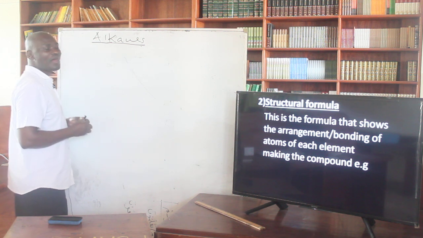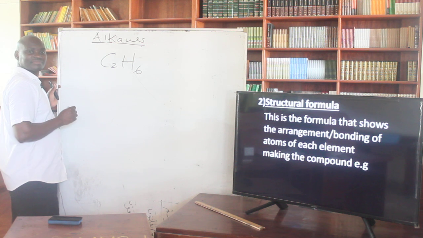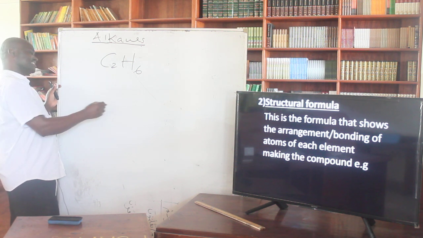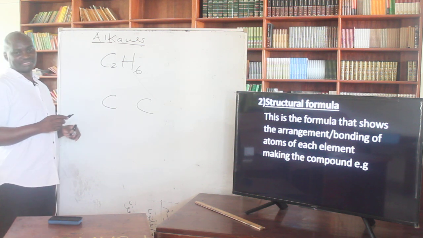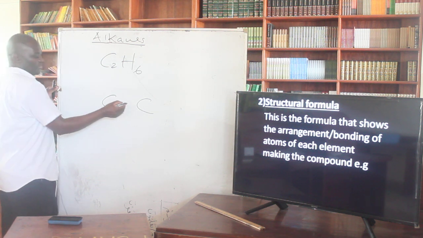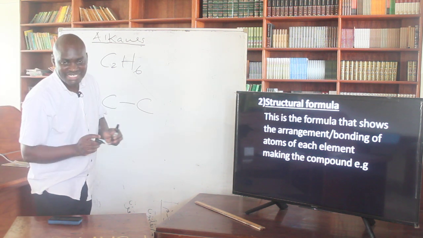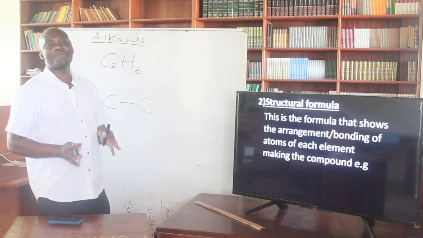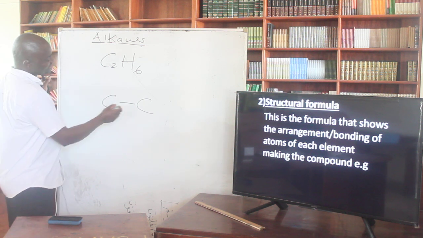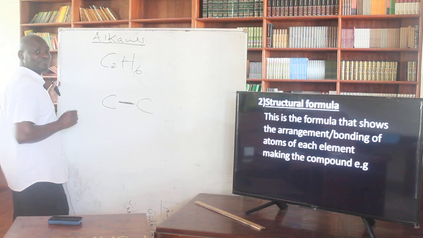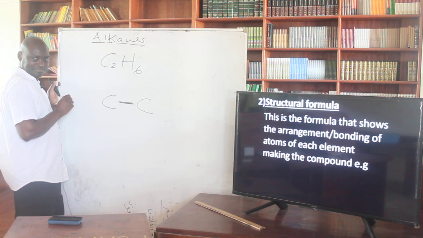We can also draw a structural formula of C2H6. How? We simply have 1, 2, those are 2 carbon atoms. Then we indicate the bond between them because we are talking of saturated organic compounds, compounds made up of carbon-carbon single bonds. So we join the 2 using a single bond. Then each carbon must form 4 bonds.